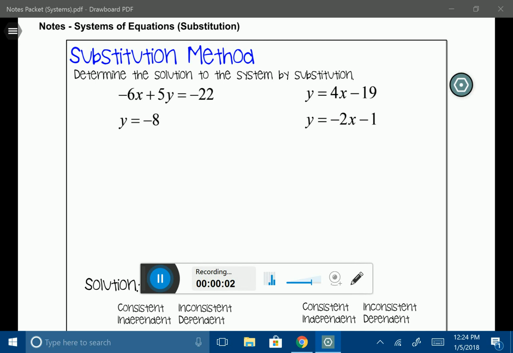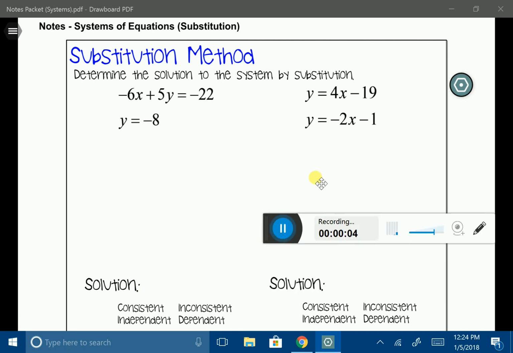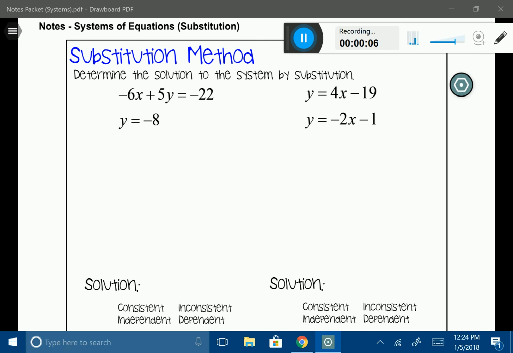Okay, this lesson is about the substitution method when solving a system of linear equations. This is one of my favorite methods to use. And basically what we're doing is we're going to be taking a value and substituting it into one of the variables. So let's take a look at this first system we have here.